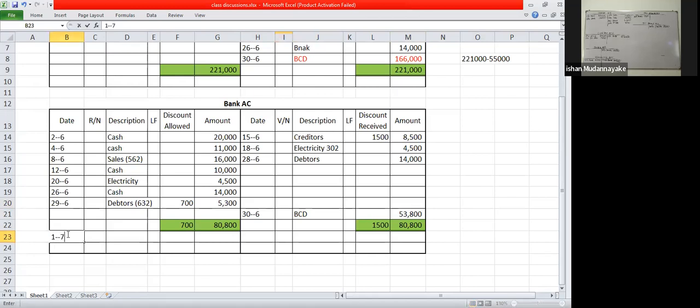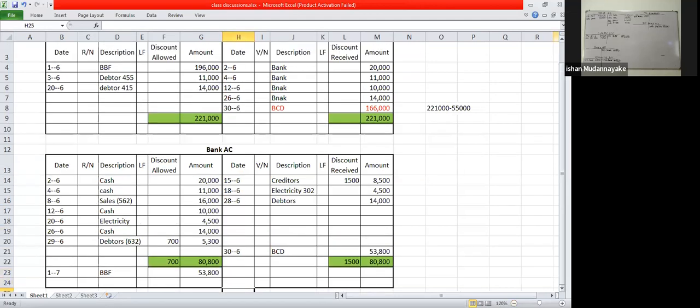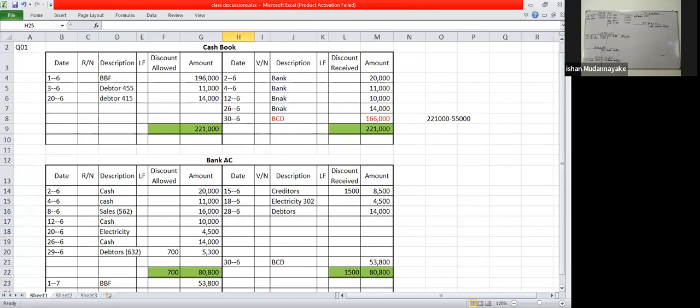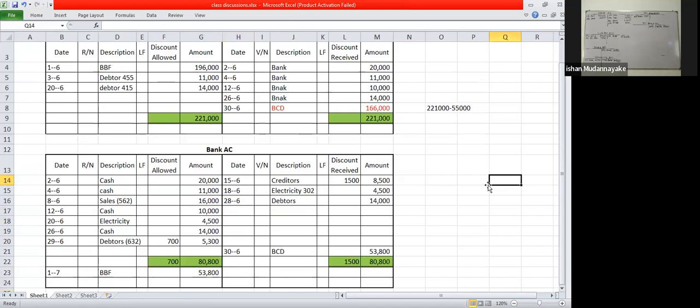And then 1st July, balance brought forward 53,800. Sir, the BBF for the cash account? BBF, all right. 1st July, BBF.